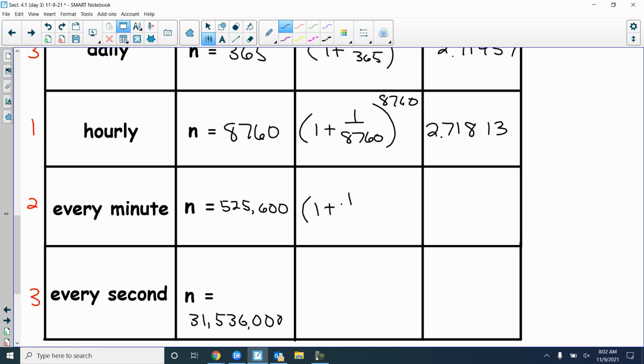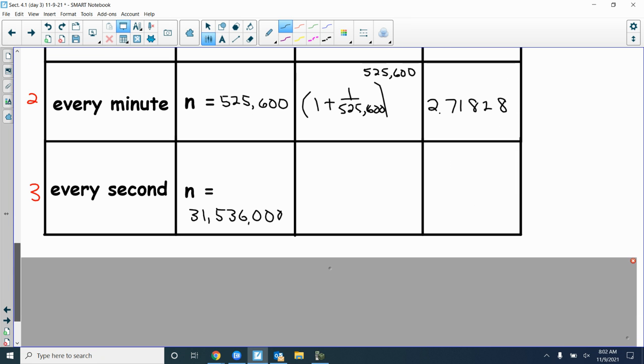So now 525,600 minutes: 1 plus 1 over 525,600 to the same power. Ashlyn, what did we get? 2.71828. So 2.71828 for that one. Now there's an increase, but it's even less, right?